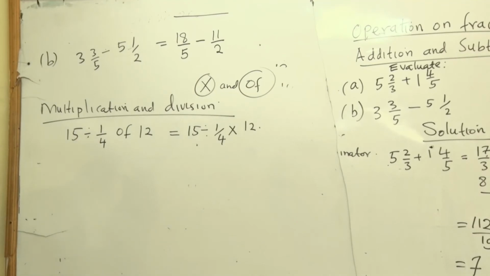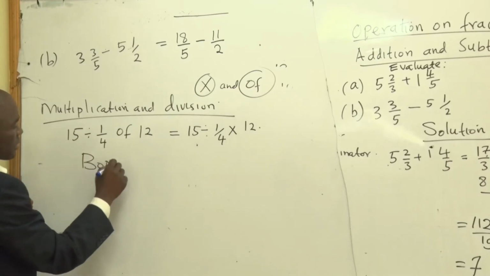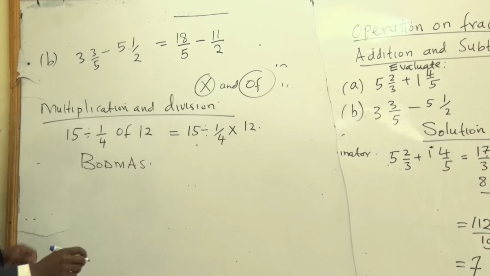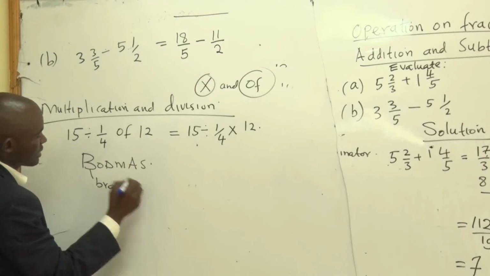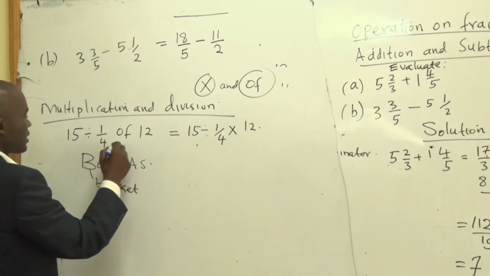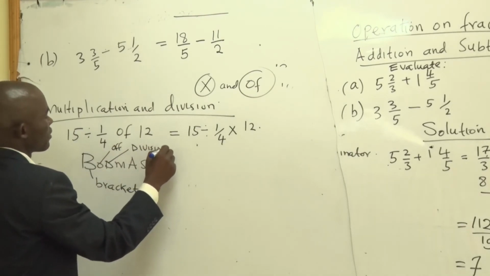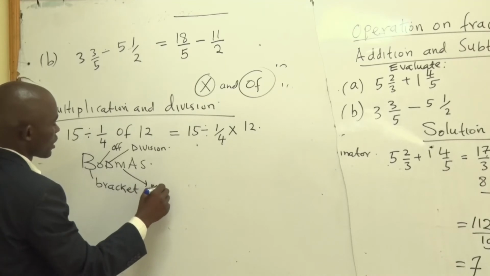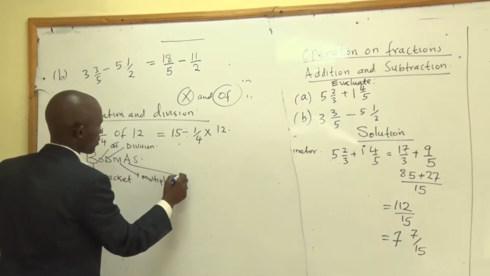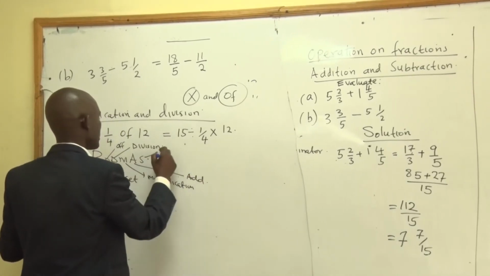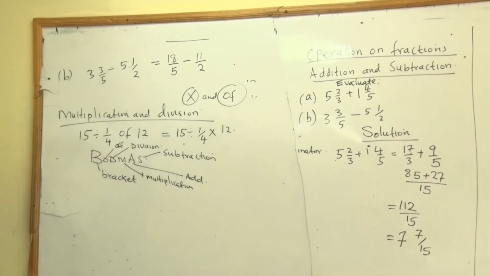Now, the most important case here is to understand there is a term called BODMAS. This one represents brackets. This one represents off. This one represents division. This one represents multiplication. This is addition. And that is subtraction.